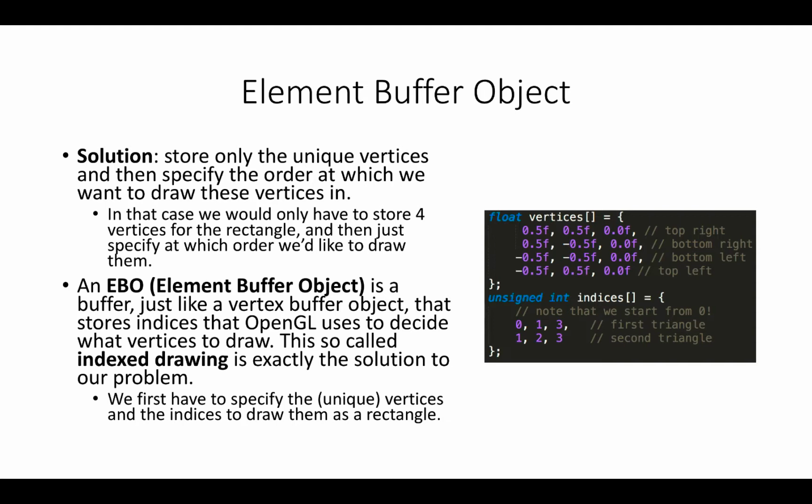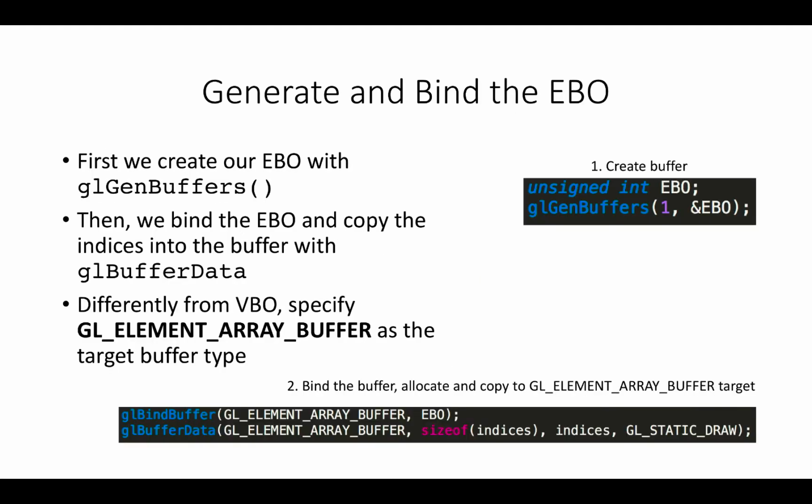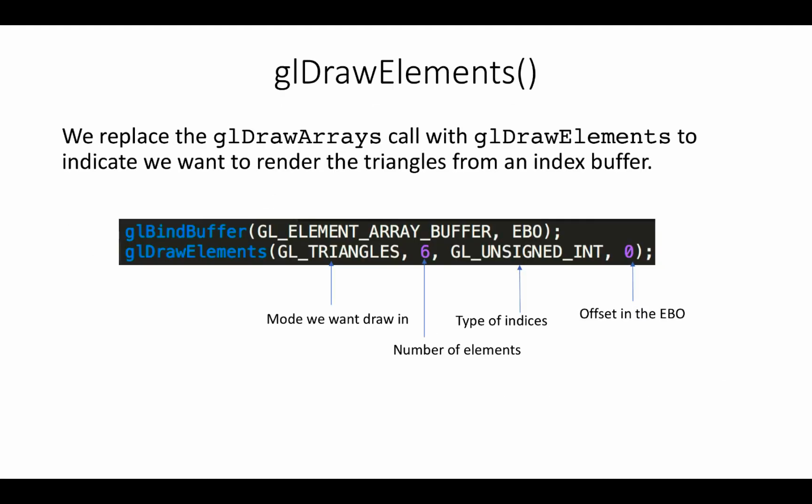Next, we need to create the element buffer object. Similar to the VBO, we bind the EBO and copy the indices into the buffer with glBufferData. Also, just like the VBO, we want to place those calls between a bind and an unbind call, although this time we specify GL_ELEMENT_ARRAY_BUFFER as the buffer type. The last thing left to do is to replace the glDrawArrays call with glDrawElements to indicate we want to render the triangles from an index buffer.